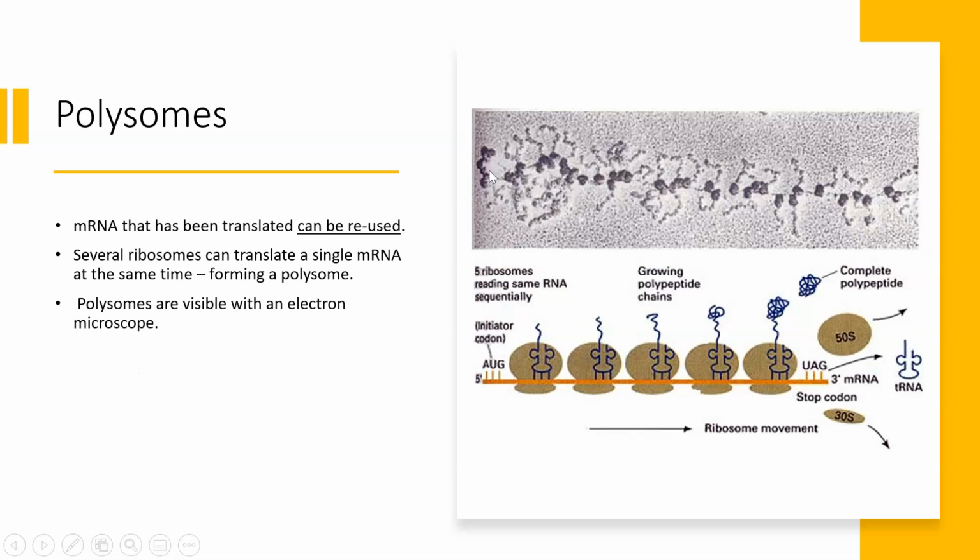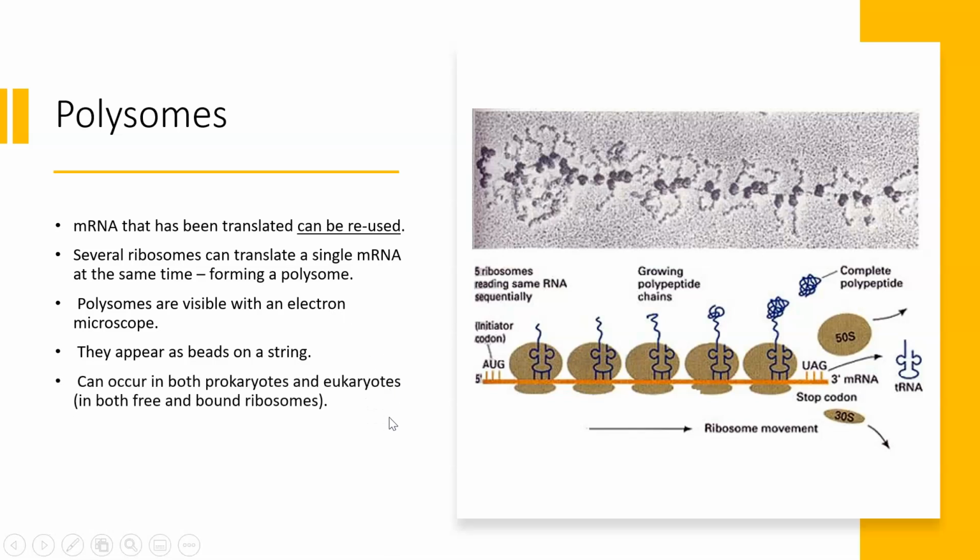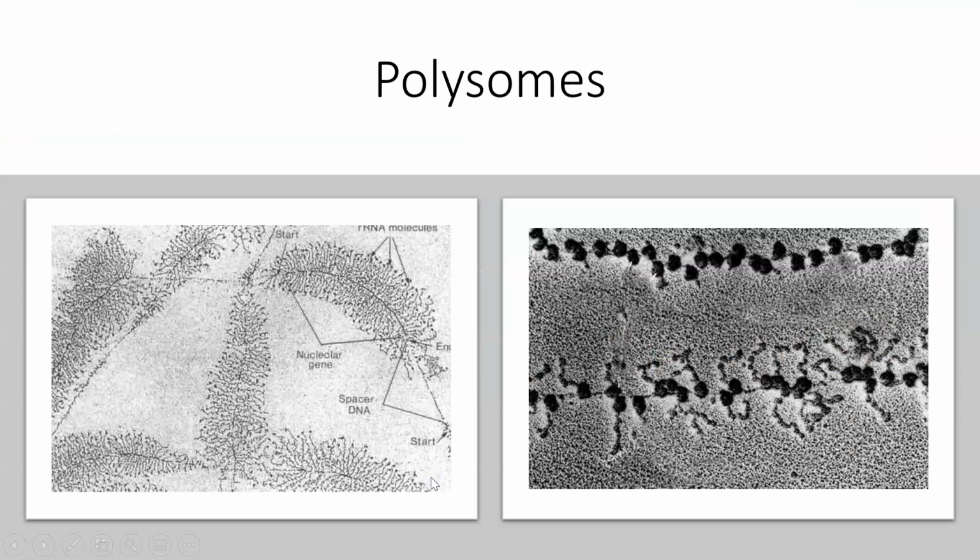Okay, and we call that polysomes, because when you look at this, the micrograph image, you can see that it looks like a bead of beads on a string. Okay, and that's because there's several ribosomes working there, creating their own polypeptide chains. Now, this can occur in prokaryotic cells and eukaryotic cells, both on the free and those bound ribosomes. And what it means is it's possible to make a lot of a certain polypeptide from one single mRNA strand.